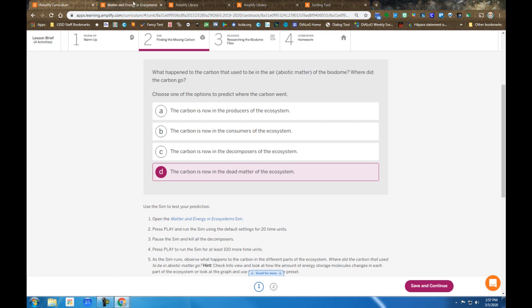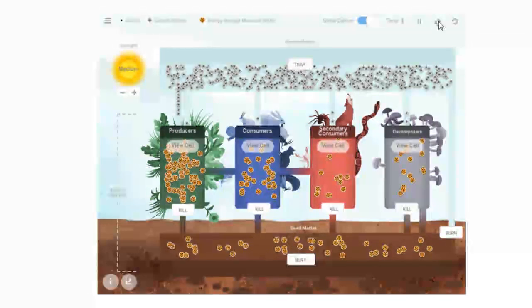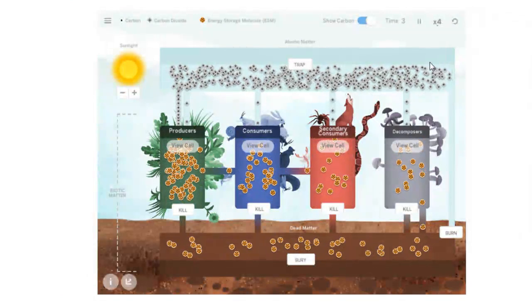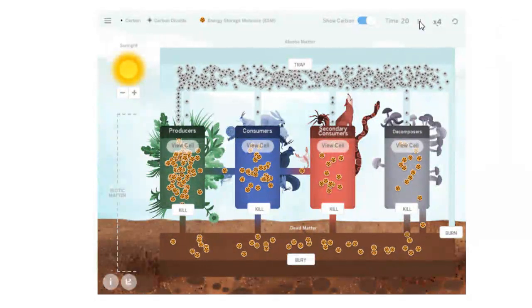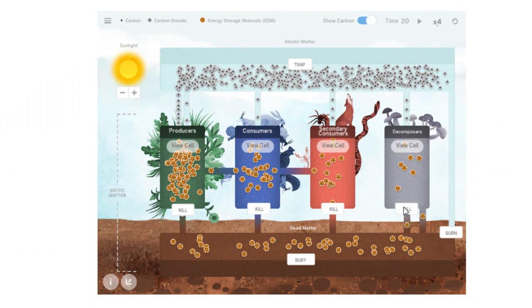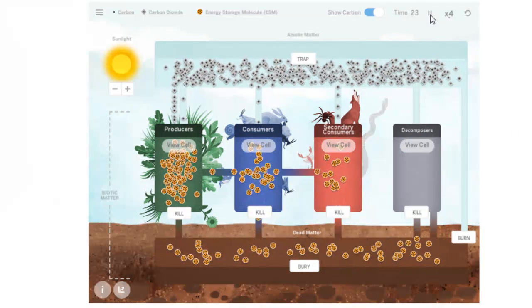So if we open up the simulator and we run it, they say run it for 20 time units. I'm going to speed this up to 4 times over just to save us a little bit of time, and there it is, about 20. Then it says kill all the decomposers. Kill them as fast as I can. So I'm taking them out. No more decomposers. Okay, they're all gone. And then it says run it for another 100 time units.